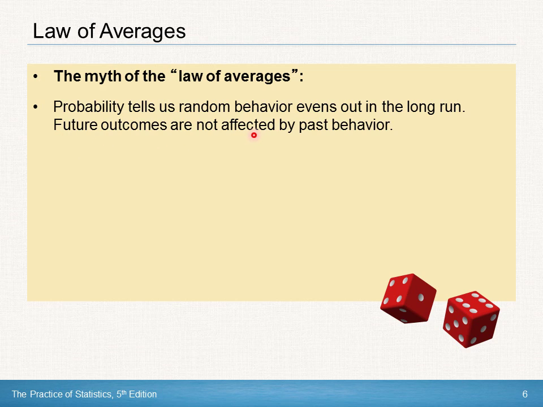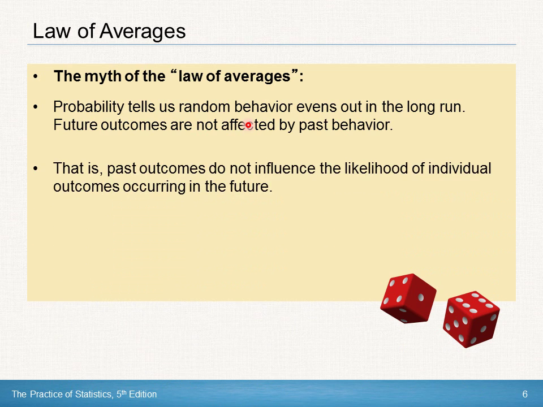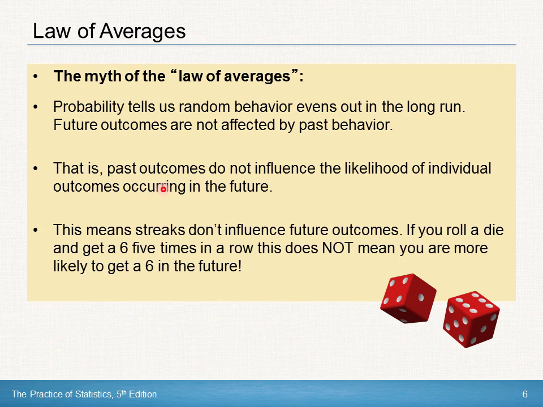So when I roll a 6 a second time, that second roll is not affected by what I got on the first one. That is, past outcomes do not influence the likelihood of an individual outcome occurring in the future. Same thing with tossing a coin. If I toss a coin and get tails, that's not going to affect what I get when I toss the coin in the future. Just because I got one tails doesn't mean I'm going to get a second tails the second time.